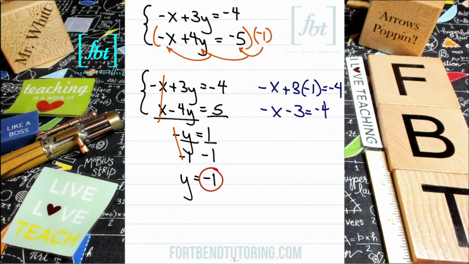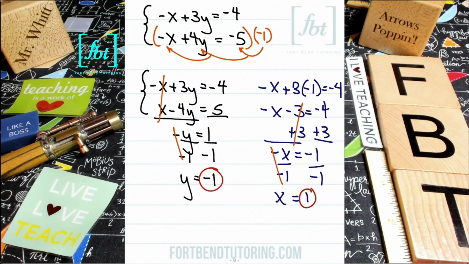Now you'll go ahead and add 3 to both sides of your equation, like so. Your 3's will cancel out. We're bringing down -x equals -1, then dividing both sides by -1. Your negatives will cancel out. And now we know that x equals +1. Go ahead and hold on to that solution.